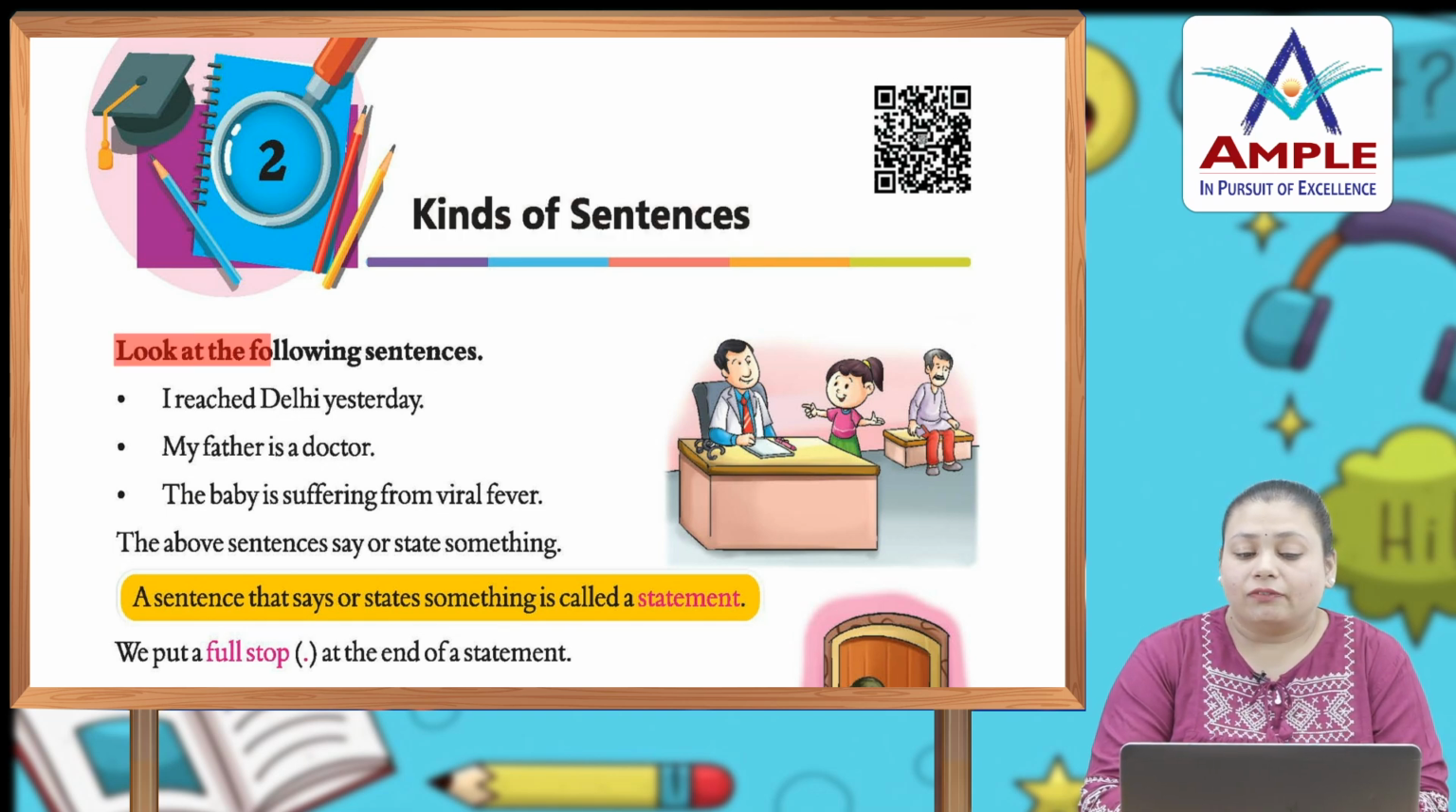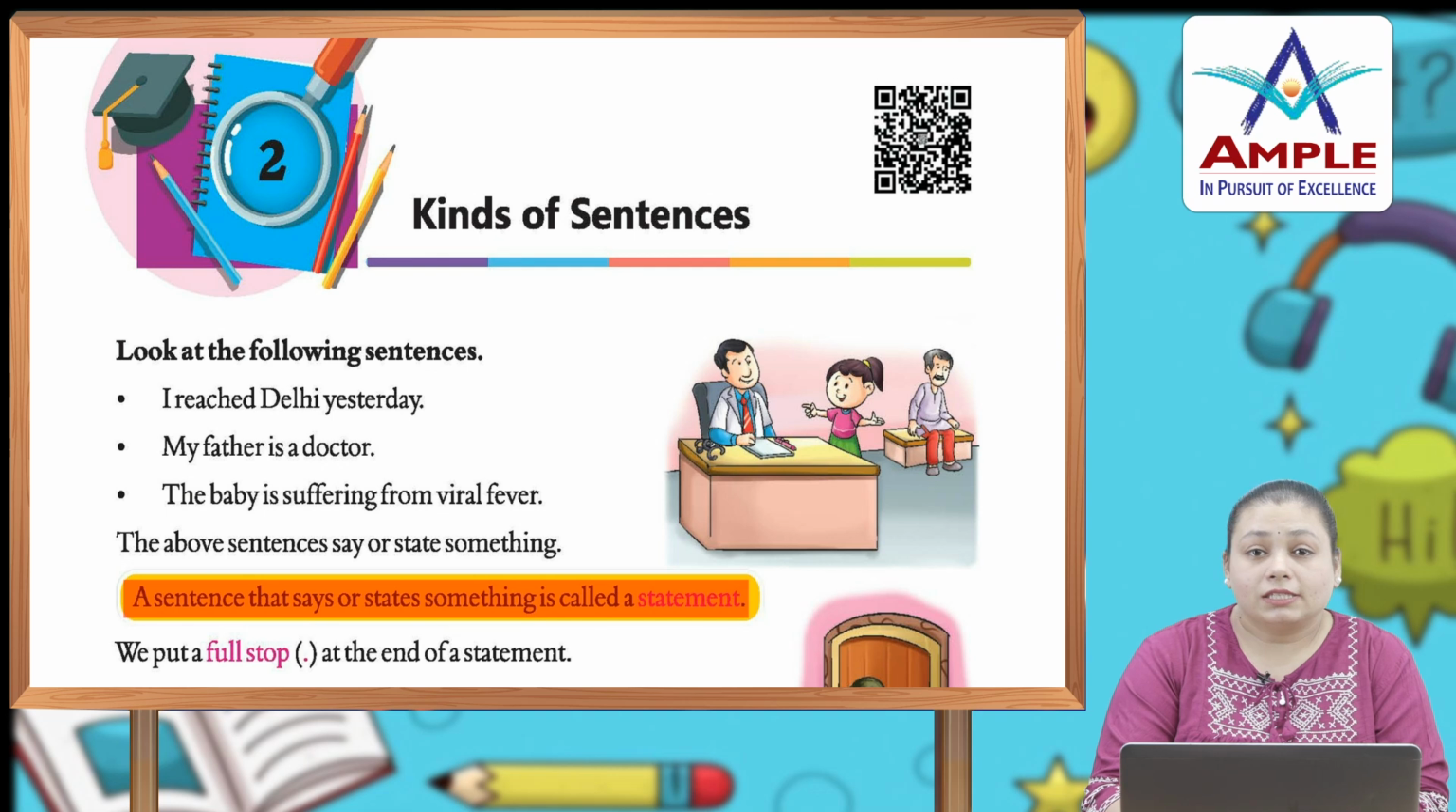Okay, look at the following sentences. Number 1, I reached Delhi yesterday. Number 2, My father is a doctor. Number 3, The baby is suffering from viral fever. The above sentences say or state something. A sentence that says or states something is called a statement.